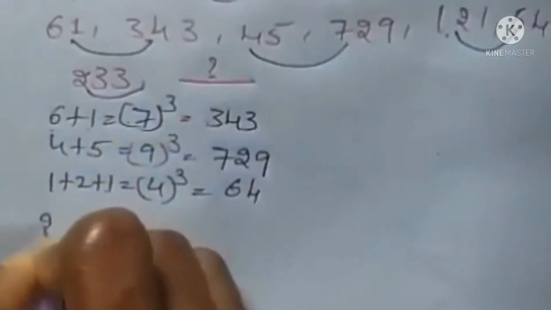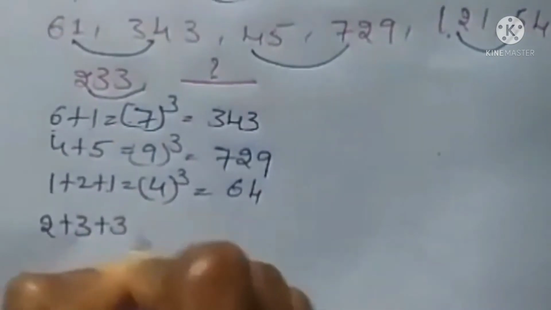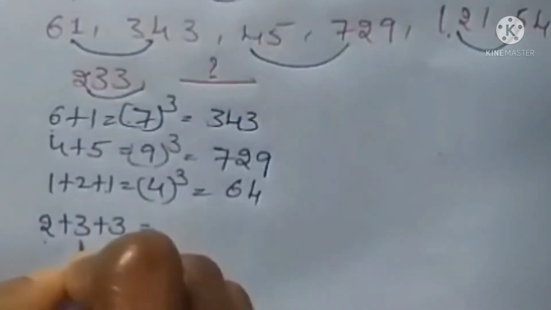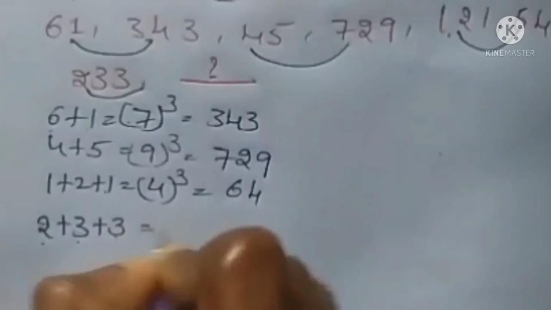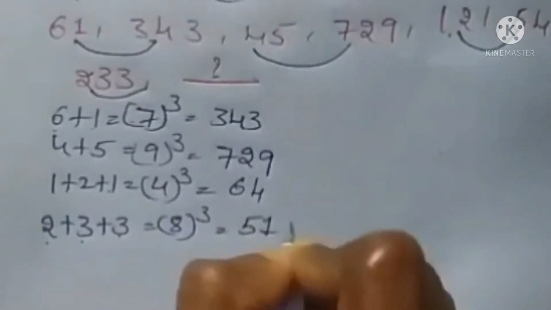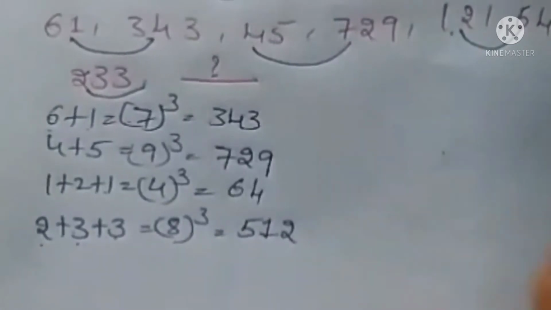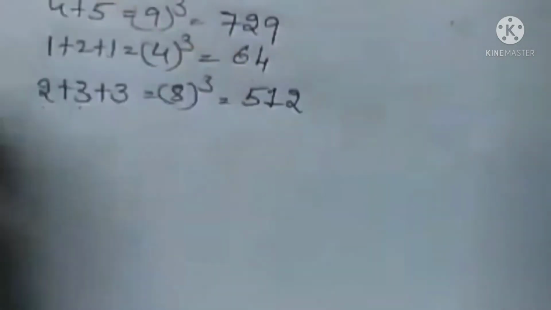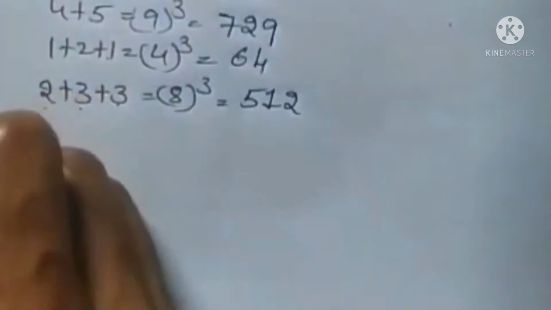2 plus 3 plus 3, which is equals to 2 plus 3, 5. 5 plus 3, 8. And 8 cube is equals to 512. Yes, this is our answer. Let's go for our fifth question.